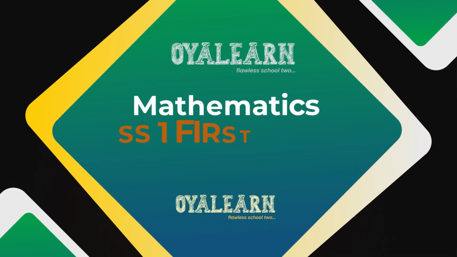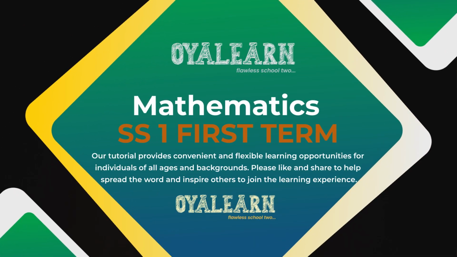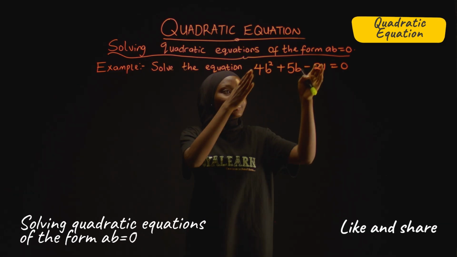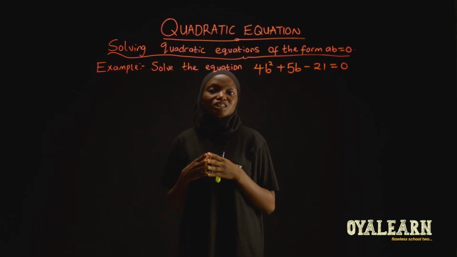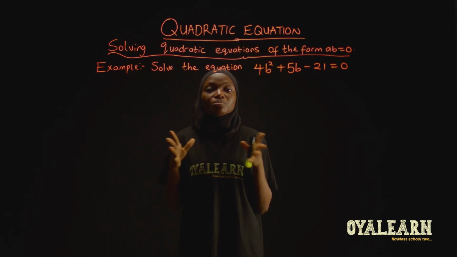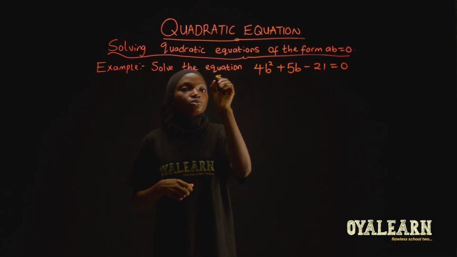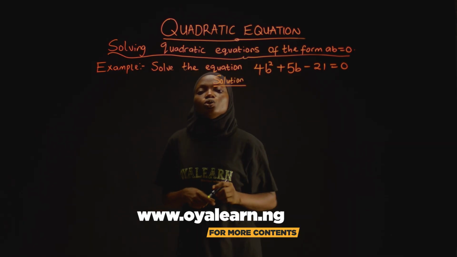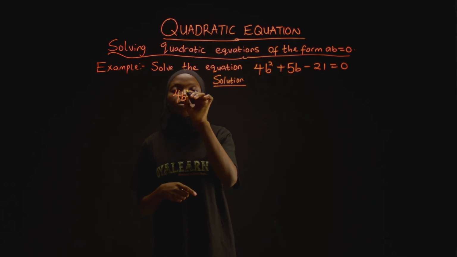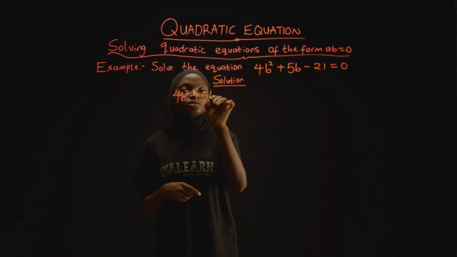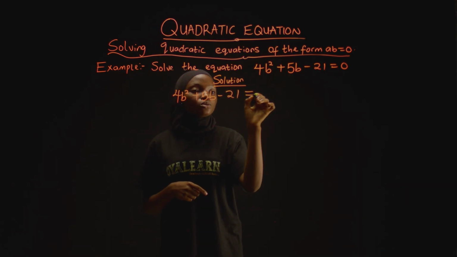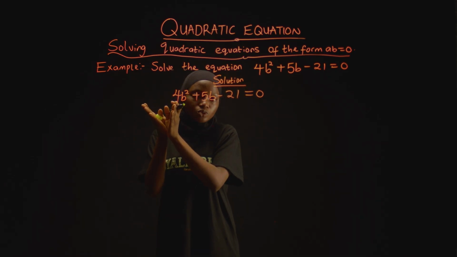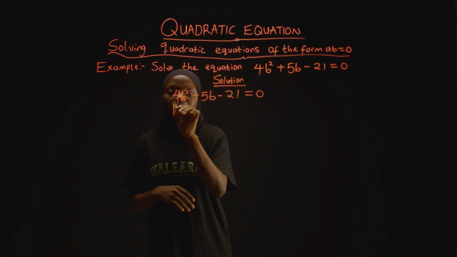Let's solve the equation 4b squared plus 5b minus 21 equal to 0. Now, our goal here is to make this side of the equation an expression of two terms multiplying each other. Solution. We have 4b squared plus 5b minus 21 equal to 0. To do that, we need to factorize this side of the equation. So, factorize first.